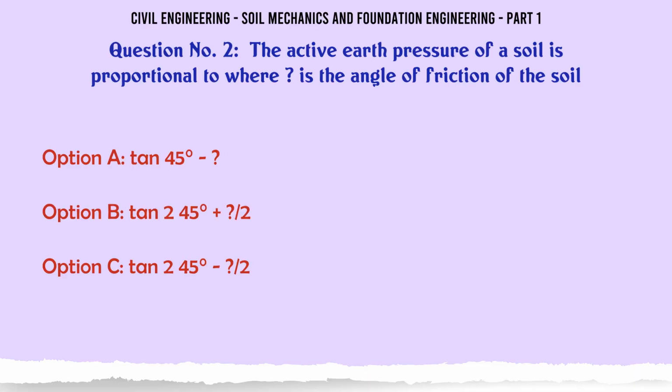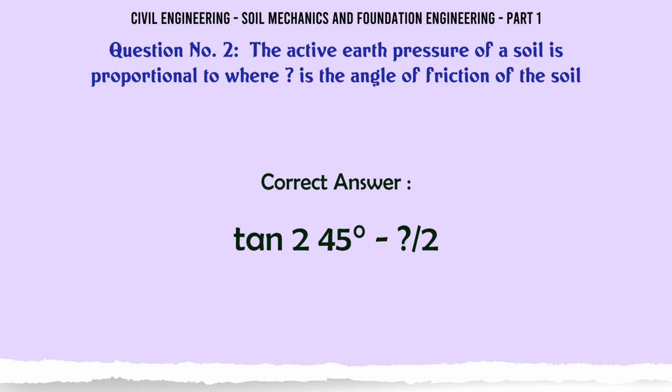The active earth pressure of a soil is proportional to what, where φ is the angle of friction of the soil? A. tan 45 degrees, B. tan(45 degrees plus φ/2), C. tan²(45 degrees φ/2), D. tan 45 degrees plus φ. The correct answer is tan²(45 degrees φ/2).